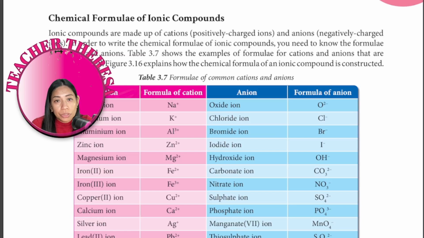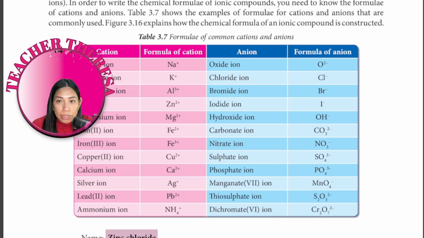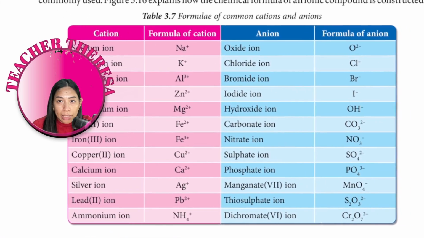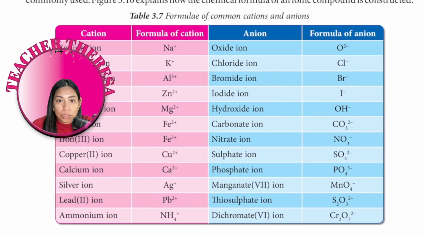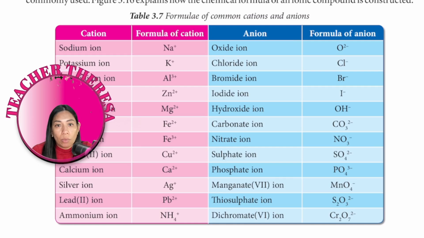Hello. So today our topic will be on chemical formula and ionic compound. Before we start on how to write a chemical formula, we will look at the ions that we need to know. Now, there are two kinds of ions: the cations and the anions. Cations are ions that are positively charged, while the anions are negatively charged.